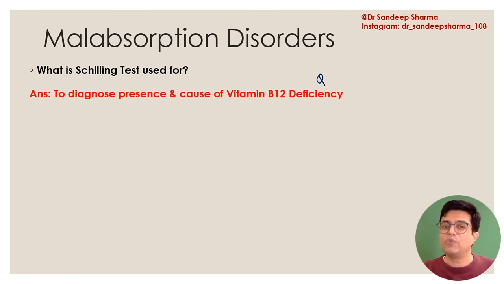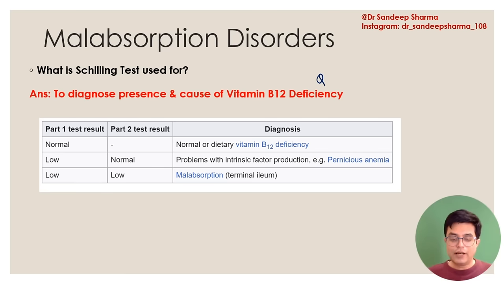This was called stage 1. And then in case stage 1 is abnormal, right, B12 is not getting excreted into urine, you will do stage 2, where intrinsic factor is also given along with B12. So what is the interpretation? Look at this table. If part 1 test comes normal, you don't have to do part 2. Normal test will indicate either normal patient or dietary B12 deficiency, right?